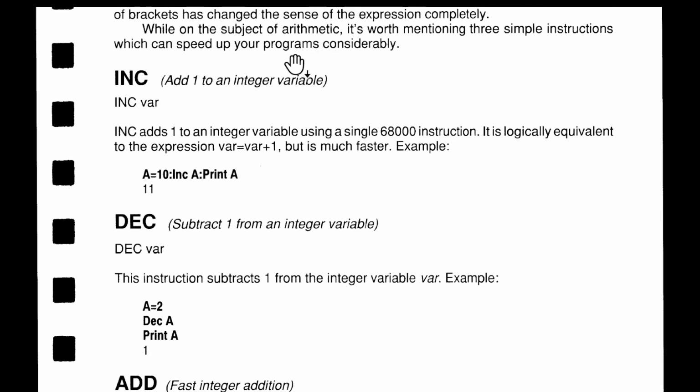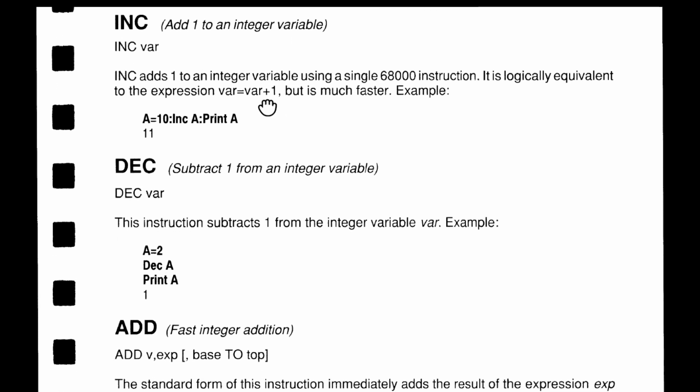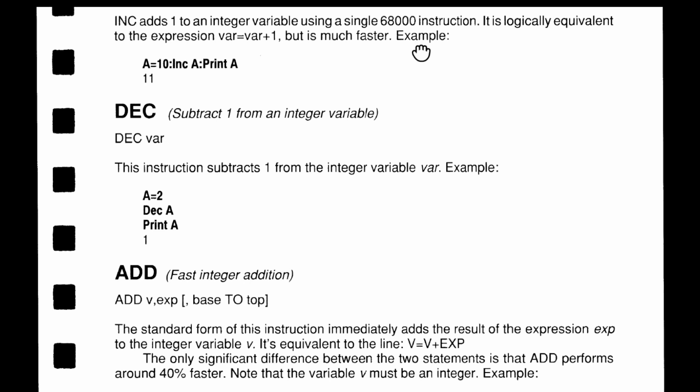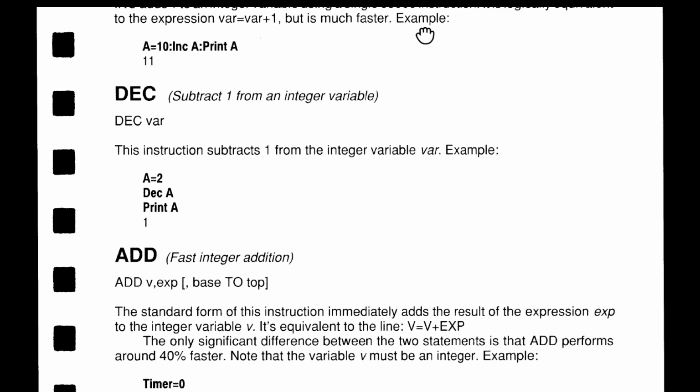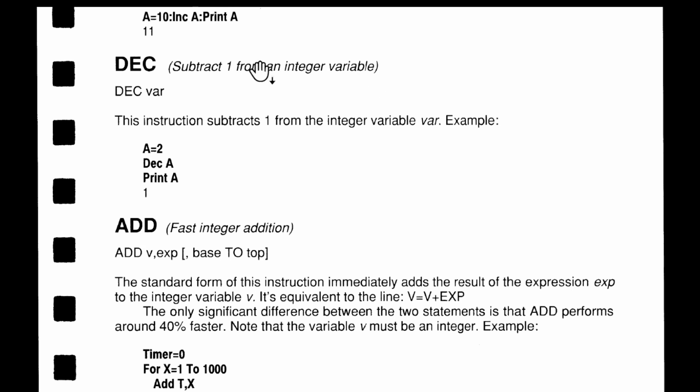While on the subject of arithmetic, it's worth mentioning three simple instructions, which can speed up your programs considerably. Inc: add 1 to an integer variable. Inc var adds 1 to an integer variable using a single 68000 instruction. It is logically equivalent to the expression var equals var plus 1, but is much faster. Example: A equals 10, Inc A, Print A.